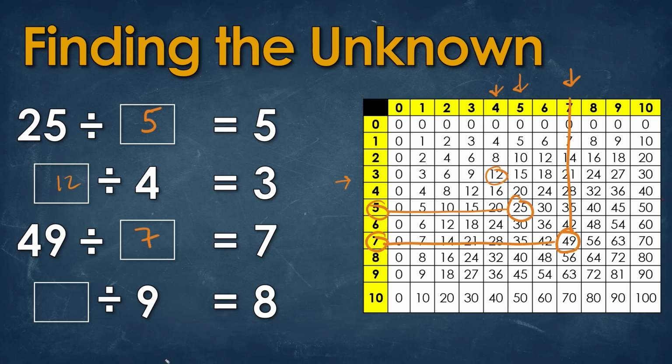Last one, we know that we'll start with 9, and we want to figure out where the 9 meets with the 8. That's the same thing as multiplication, 9 times 8. We can use 9, figure out where the 8 is, and we see that it lands on 72 here. So 72 divided by 9 is equal to 8.